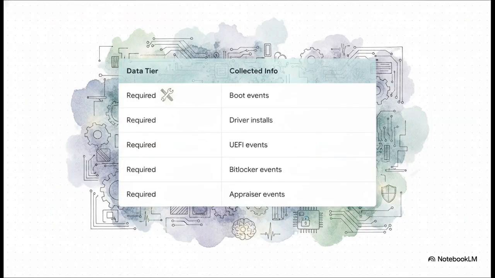Let's look closer at what that required data actually entails. We're talking about everything from basic boot events and driver installations to highly specific diagnostic checks like UEFI configurations, BitLocker encryption statuses, and appraiser events. An appraiser event, for example, is essentially just Windows continuously taking inventory of your machine to check if your hardware can handle the next feature update. Sure, this data ensures the OS functions properly, but it also means your PC is never truly silent by default. It's always maintaining that diagnostic heartbeat.